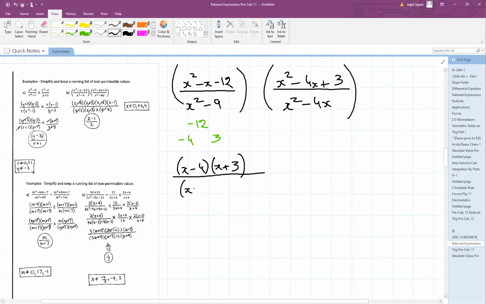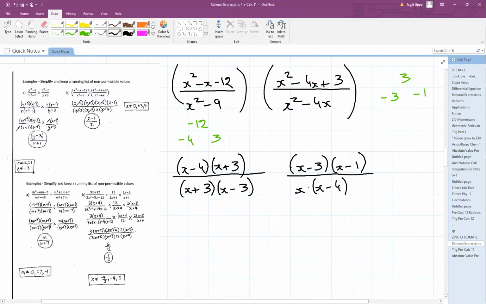Okay, the bottom is simple, a squared minus b squared. So it's going to be x plus 3 times x minus 3. Okay, now we get to this guy right here. 1 times 3 is going to give me 3. Got to find two numbers, which is -3 and -1. So we get x minus 3 and x minus 1. From the bottom, you can factor the x out and you get x minus 4.